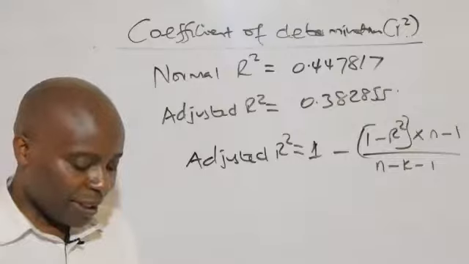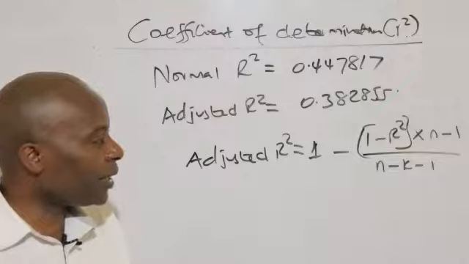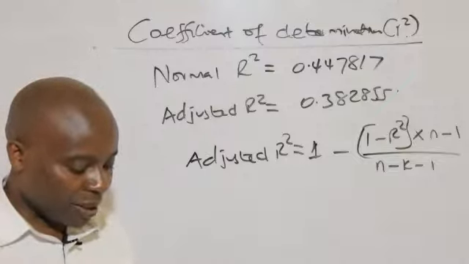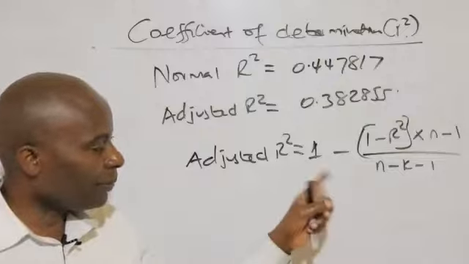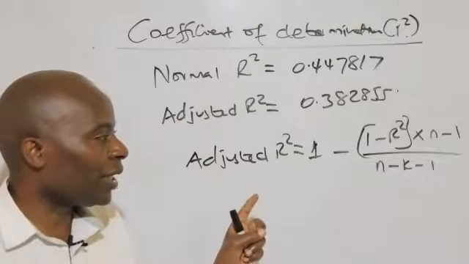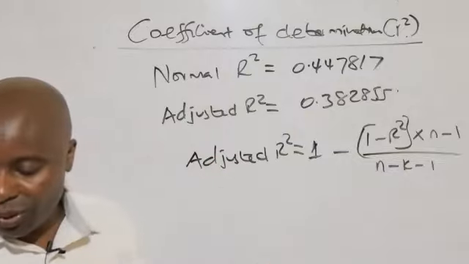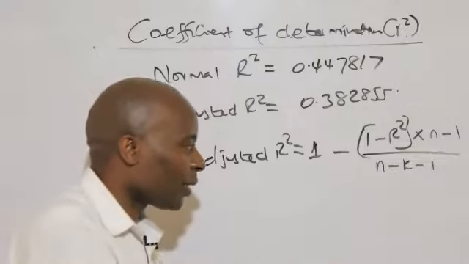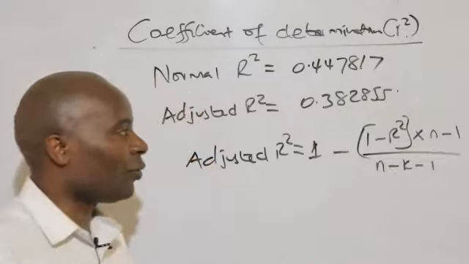N minus k minus 1. Anytime they want us, ladies and gentlemen, to give them R squared, always, this is the formula they should be thinking about: adjusted R squared. There's nobody who will ask you how to calculate this. This one here we're being asked in section 4.